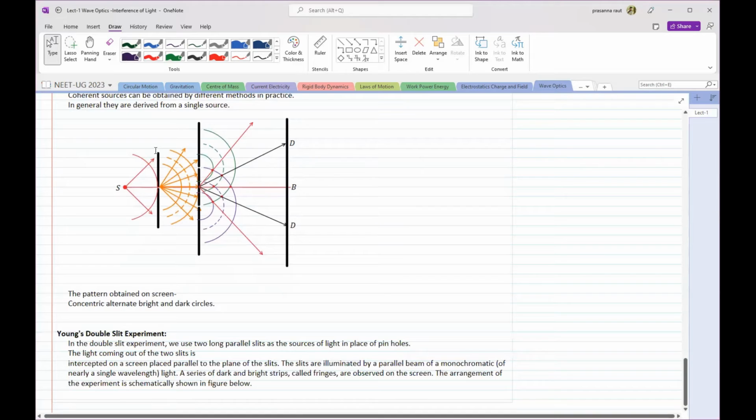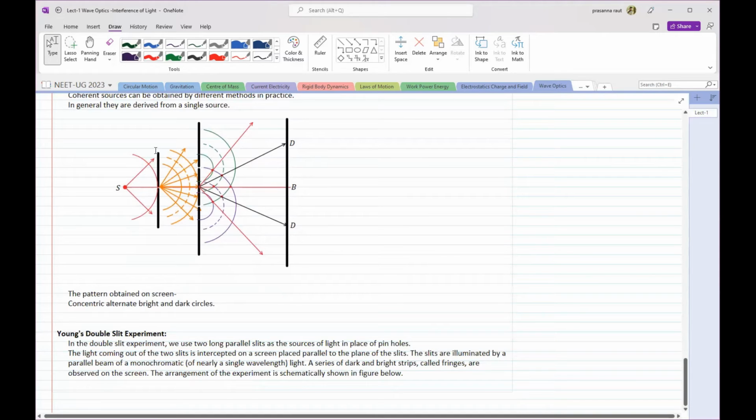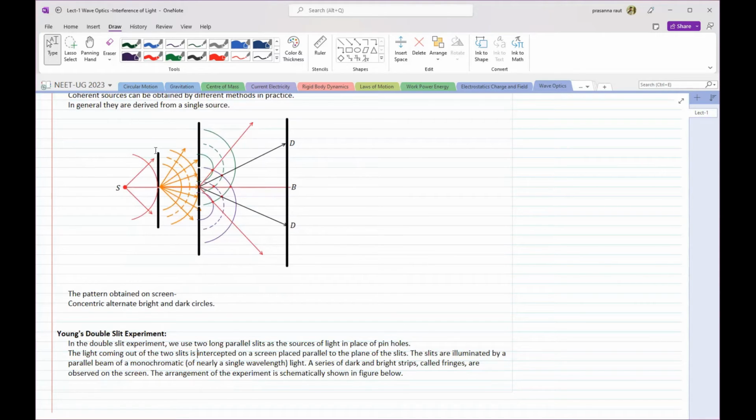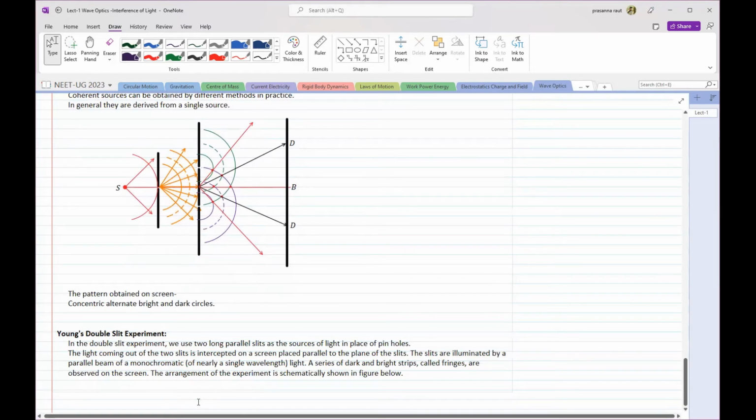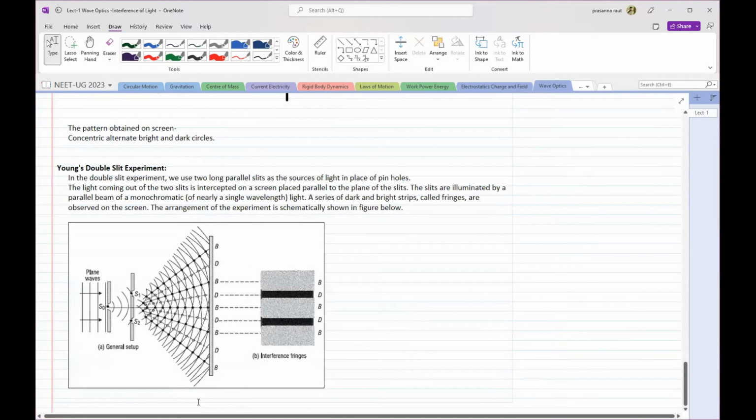The light coming out of these slits is intercepted. Actually, इसका भी डायग्राम ऐसा दिखता है. अभी I will show the diagram, तो डायग्राम देख के आपको पता चल जाएगा. ऊपर तो मैंने पूरा डायग्राम ड्रॉ करके दिया, ये दिखता है.